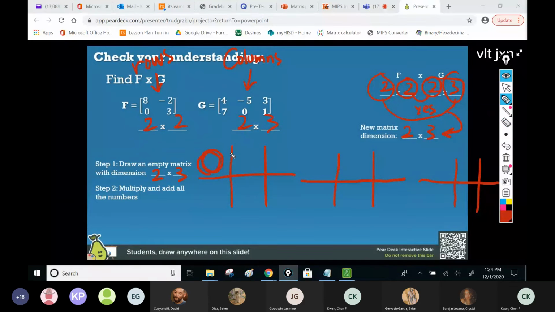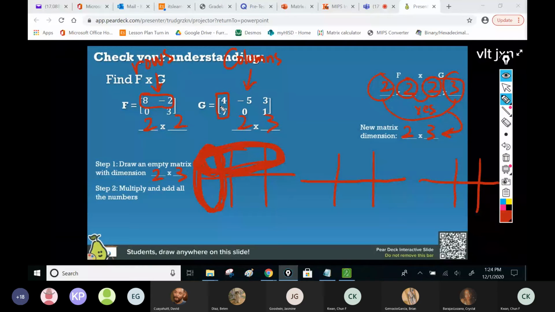the upper left box is first row, since we take the rows from the first matrix, and first column, since we take columns from the second matrix. So first matrix, we only take rows. Second matrix, we only take columns. All right, we got it.